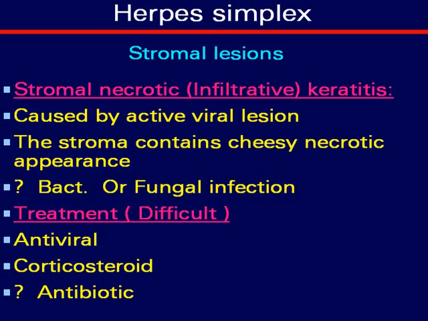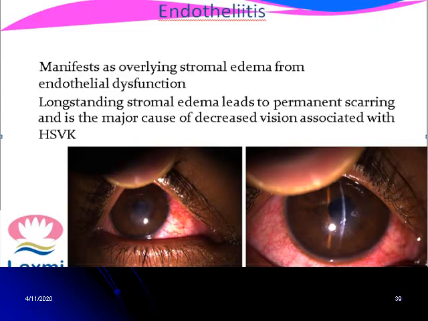If there is a stromal involvement without epithelial involvement, we have to give steroids to minimize the defect that will happen within the stroma. And if the damage is severe in the stroma, the patient will end up with severe corneal opacities. Now, antibiotic, accordingly, if we feel that there is superadded bacterial infection, we can add antibiotics.